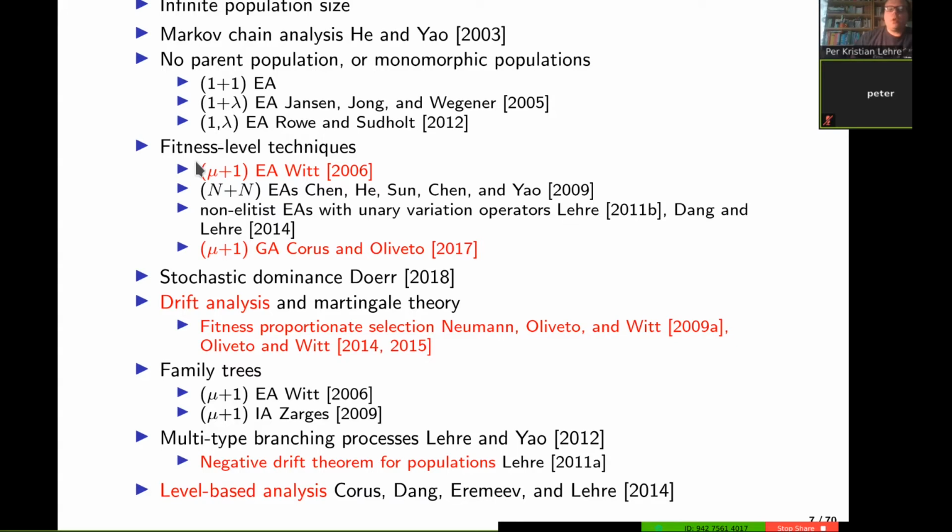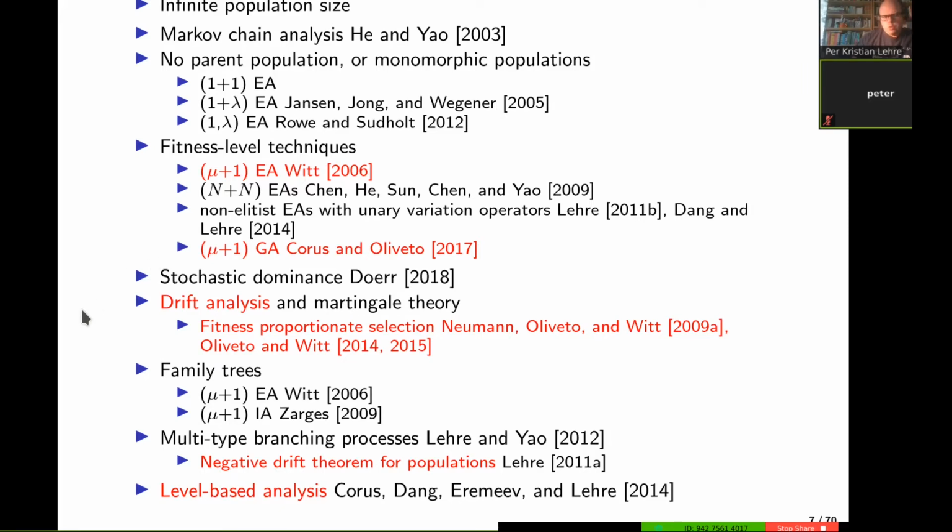A very early tool is something called the fitness level technique, where you coarse grain the search space instead of talking about every possible state that the algorithm can be in. We'll talk about this fitness level technique for population based EAs, such as the mu plus 1 steady state EA. There are also techniques based on stochastic dominance. A very important class of technique is something called drift analysis. I'll talk about that quite a lot. This is built on martingale theory.